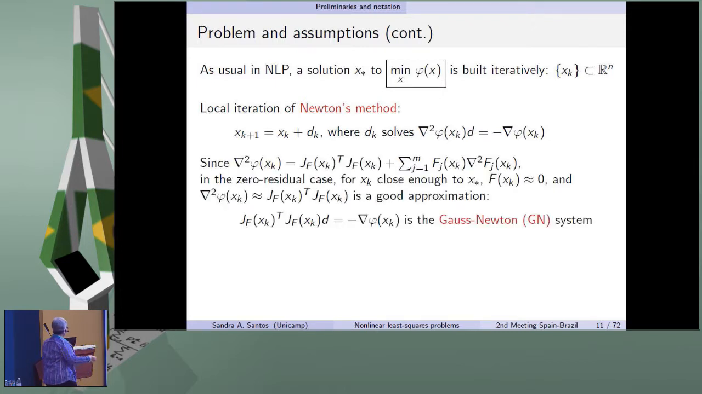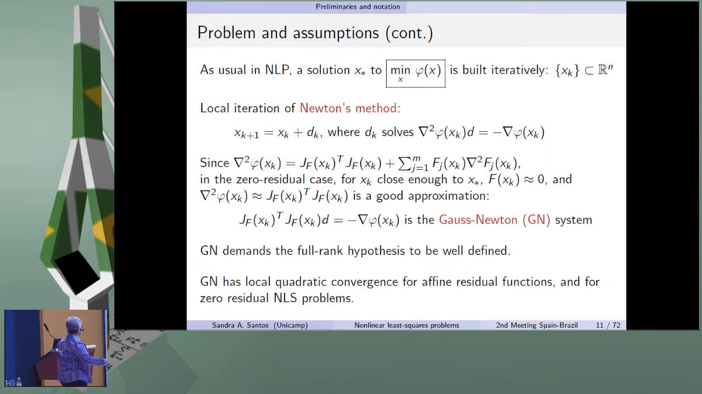Okay, but as I told you, remember that this is the structure of the Hessian, and in case we have a zero residual problem, then as the sequence converges to the solution, so as xk gets close to x star, this term is going to vanish. So approximating and not considering this term may be a good idea. And in this case, we have the so-called Gauss-Newton system, in which just the first order part of the Hessian is considered for the matrix of coefficients.